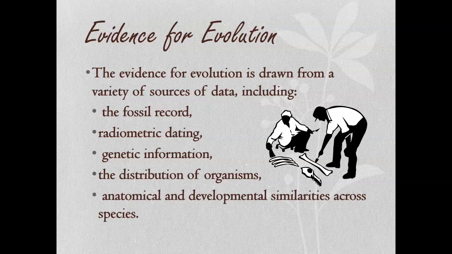And that evidence for evolution can get drawn from quite a variety of sources, which is why it's so highly supported. And we're going to talk about just a handful of types of data that exist to support this idea. So we'll start with the fossil record, a little bit about radiometric dating, some genetic information. We can talk about the distribution of where organisms live across the globe, and then also talk about some anatomical and developmental similarities that exist across organisms. So anatomy, remember, is just their body shape, their body plan, where their bones are, their muscles, and then how those sorts of structures develop over time.